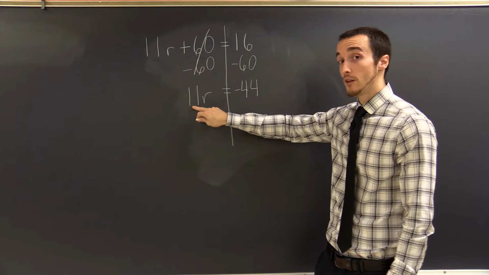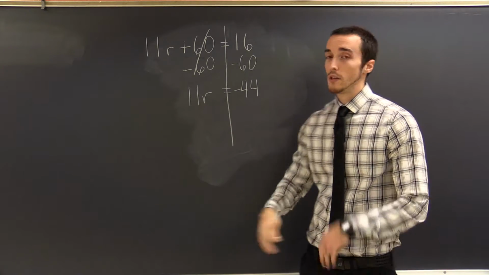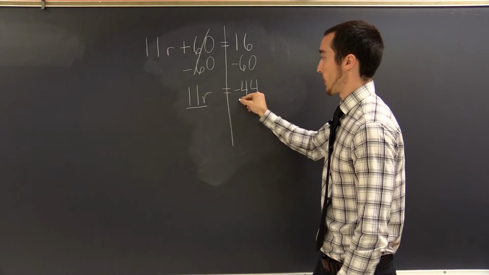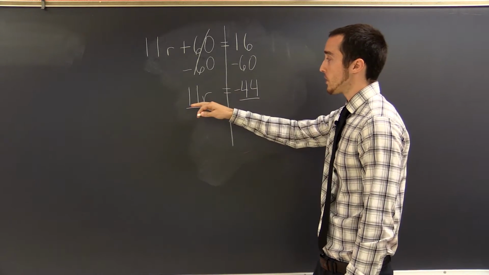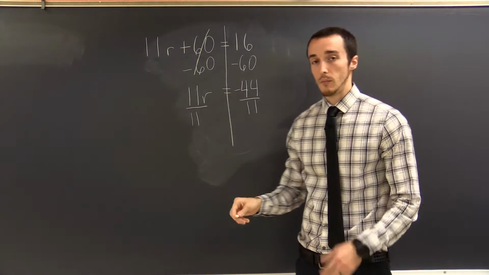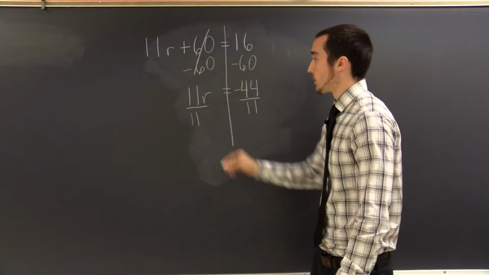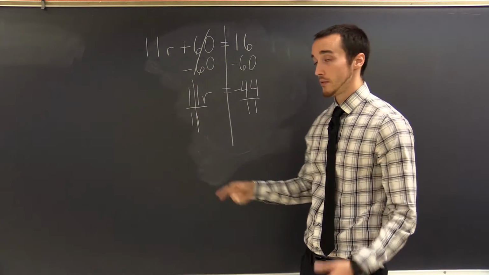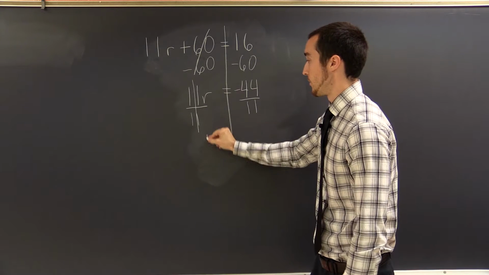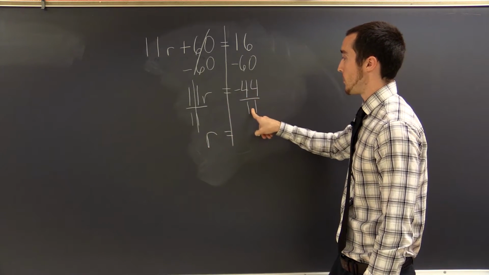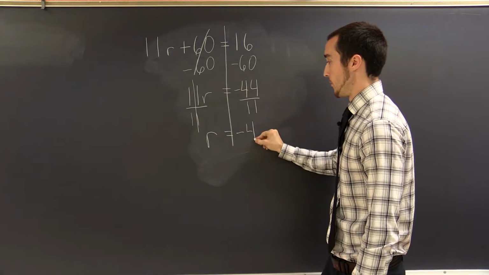So this is 11 multiplied by r. The inverse of multiplication is division. So I'm going to draw my fraction bar, since fraction bar means divide. And I want to divide both sides by 11. Again, I'm doing this on both sides because they're equal. So this cancels out our coefficients. So 11 divided by 11 is 1, and 1 times r is r, so we can just drop our r straight down. And negative 44 divided by 11 is negative 4.